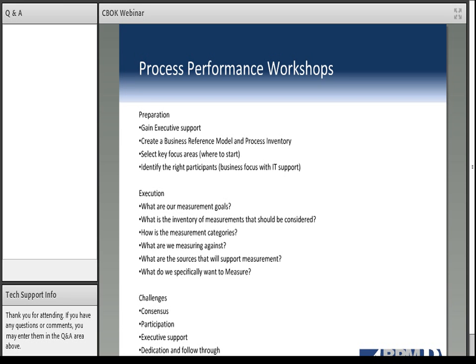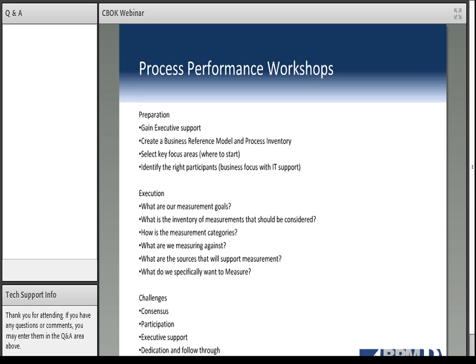So the only way you can get consensus, and just jumping to the challenges, is by having the right people in the room and the participation. And the only way you can get them to participate is having executive leadership identify this as extremely important and critical, and then make sure there's the right level of dedication and follow-up through the workshops in order to define the appropriate metrics for the organization.